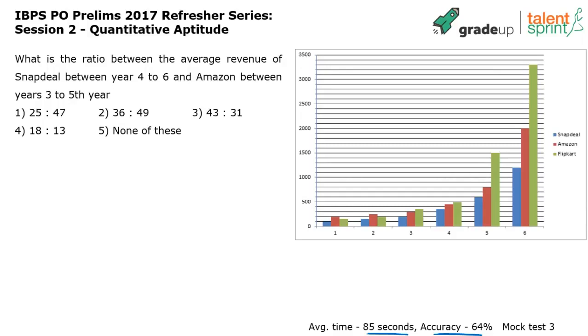Should we take this up now? Ravneet Singh has got 25:47, which is option 1. So I think, yeah, the confusion is between 1 and 3. Let's look at the solution.